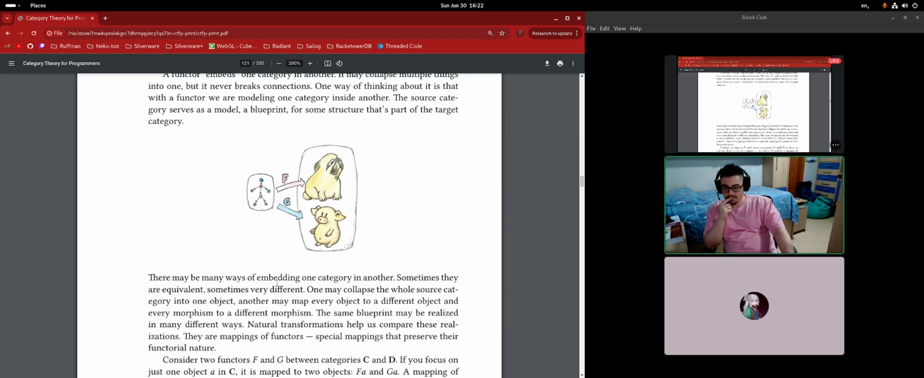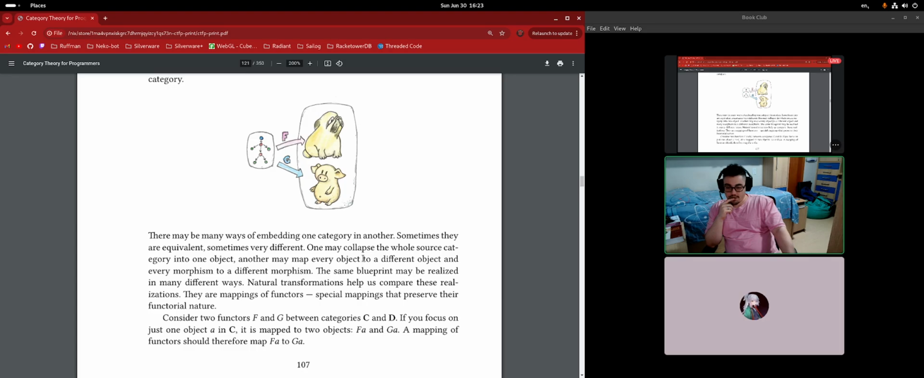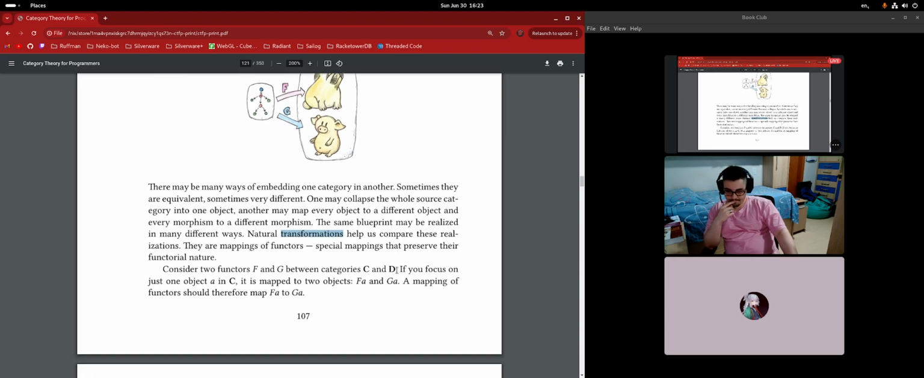There may be many ways of embedding one category into another, which is to say there may be more than one functor between two categories. Sometimes they're equivalent, sometimes they're very different. And we're going to use natural transformations as a way to help us compare these different bridges. You can have a bridge that is very plain and simple, and you can have a bridge that zigzags and gets around mountains and stuff like that. How are we going to compare them?